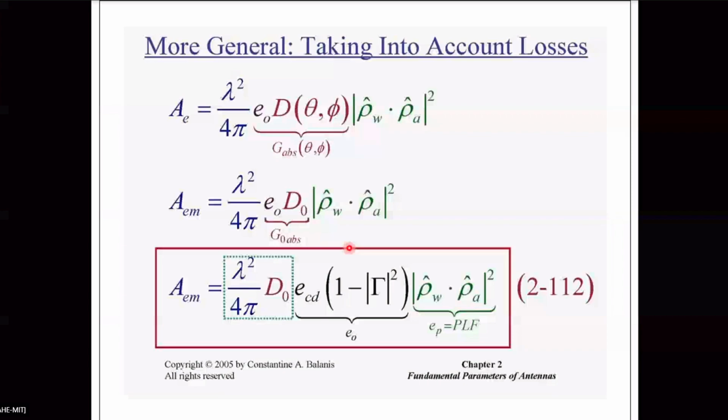Final. If you want to find out, give all the penalties. Now there is a penalty due to this mismatch. There is a penalty due to E naught. There is a penalty due to this thing ECD that is comprising of E naught. So if you take into account all the penalties, AEM will be this much. Any questions on this?